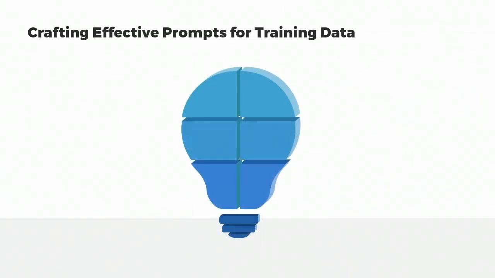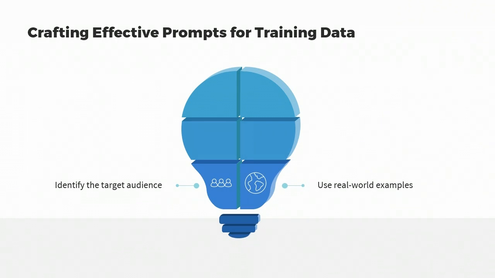Crafting high-quality prompts that reflect the types of questions and situations ChatGPT will encounter in real-world applications requires careful consideration of several factors. Here are some steps that can be taken to craft effective prompts while training the model. Identify the target audience. For example, if the target audience is healthcare professionals, the prompts should focus on medical terminology and situations. Use real-world examples. Real-world examples provide context and help the model learn the relationships between language and context.